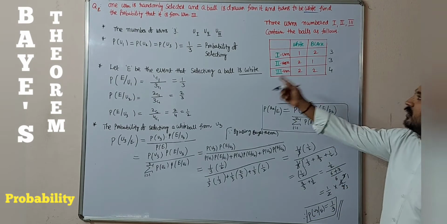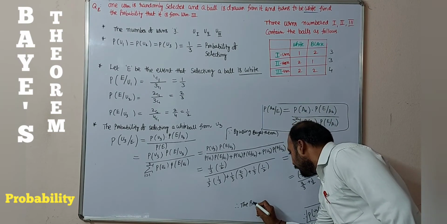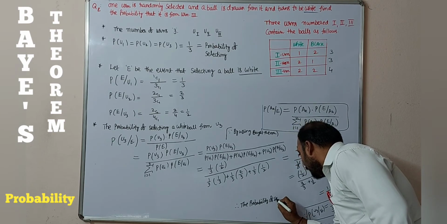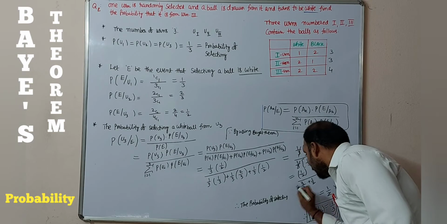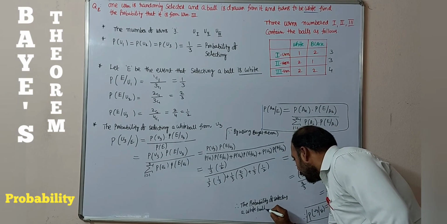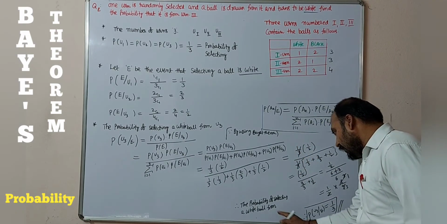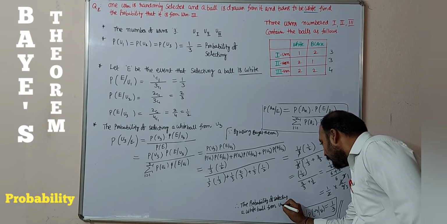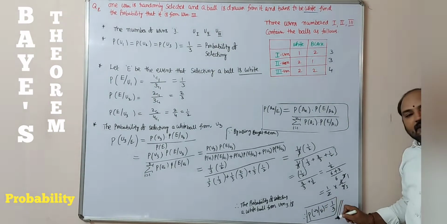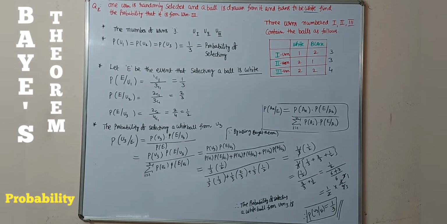Therefore, the required probability P of U3 given E is equal to 1 by 3. Conclusion step: the probability of selecting a white ball from urn 3 is P of U3 given E equal to 1 by 3. I hope you people understand. We'll move on to another question.